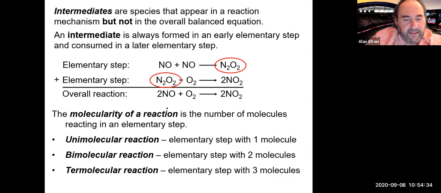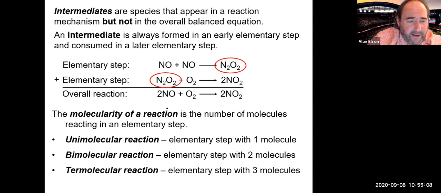And when we look at these elementary steps, we can describe them in a couple different ways. Some are what are referred to as unimolecular, uni meaning one. So it's basically an elementary step that has one molecule involved. It can be referred to as bimolecular, where bi means two. So it's an elementary step that involves two molecules. It can be termolecular, which is an elementary step that involves three molecules. Probably not much more than that.